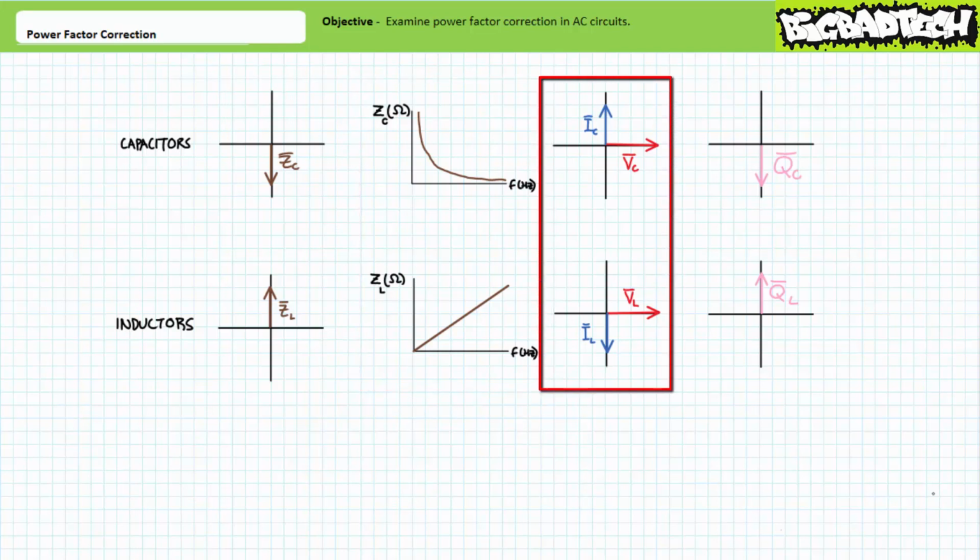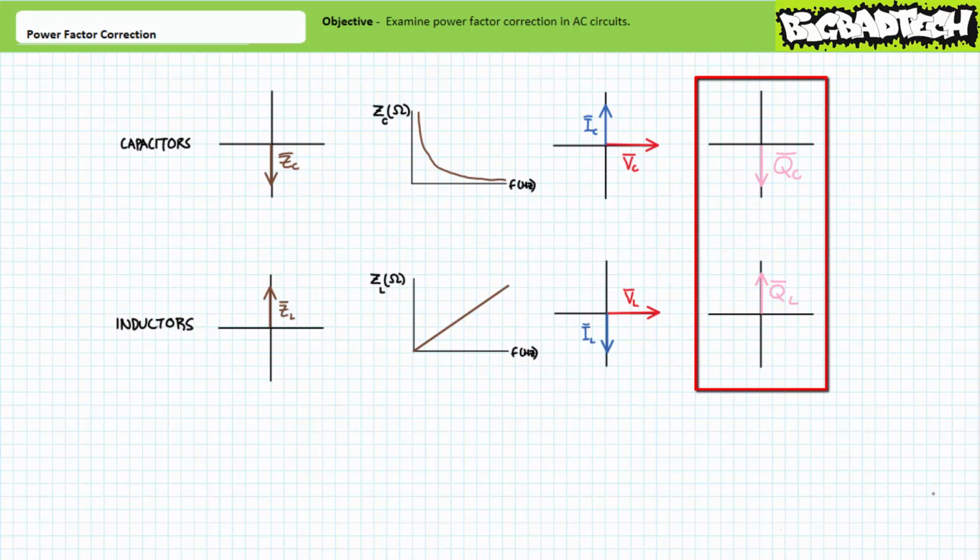Current through capacitors leads voltage by 90 degrees. In contrast, current through inductors lags voltage by 90 degrees. Reactive power polarity for capacitors is negative, whereas inductive reactive power polarity is positive.